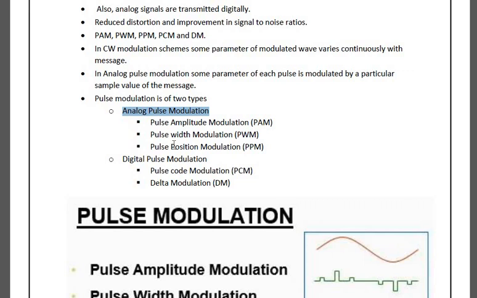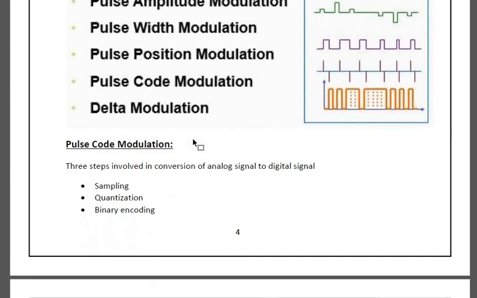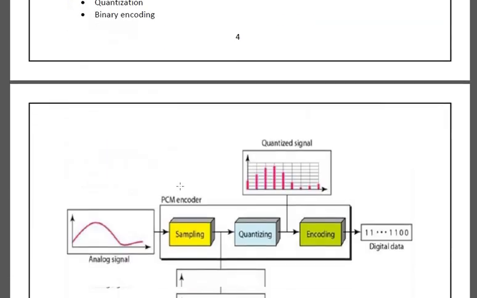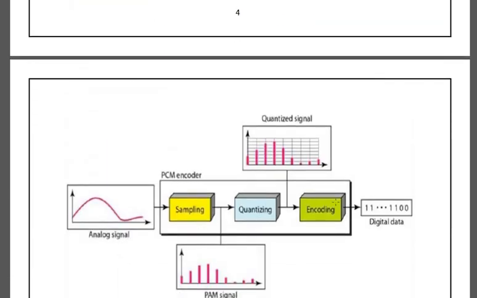Analog pulse modulation schemes. See here in digital pulse modulation schemes, what happens? In pulse code modulation you have to do the coding. For the coding, you can't do it directly for continuous signals, so that has to be converted to the digital form. Correct? So there are 3 steps involved in conversion of an analog signal into a digital signal: sampling, quantizing and encoding. These are all present in the source encoder of the elements of your digital communication.